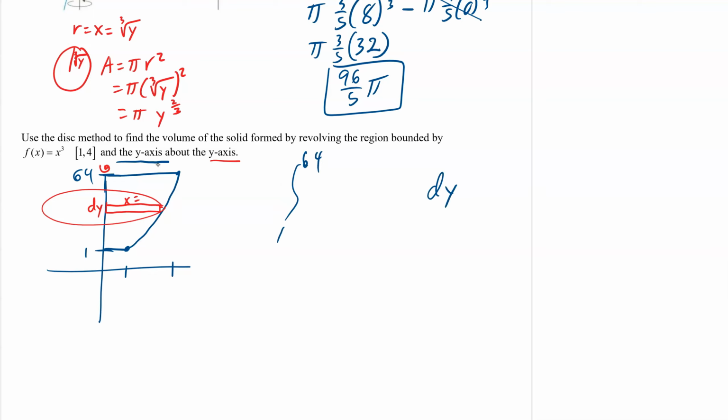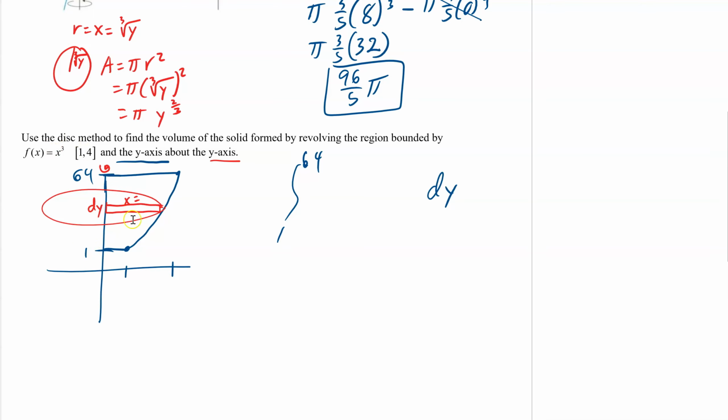And then dy. So again, to find these values, you're just plugging in the x values. So plugging in x gives you the y. So we're going to go from 1 to 64. And again, that was just by plugging them in.